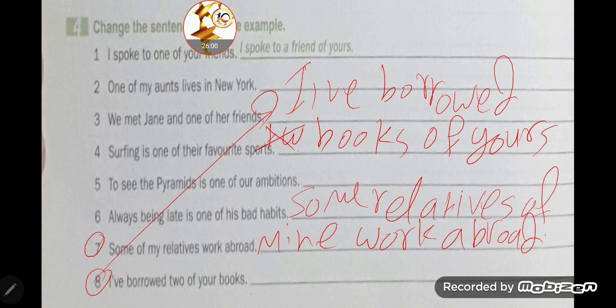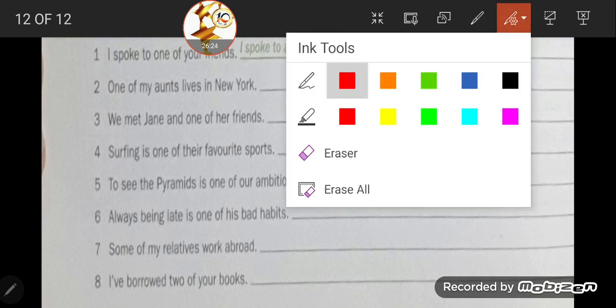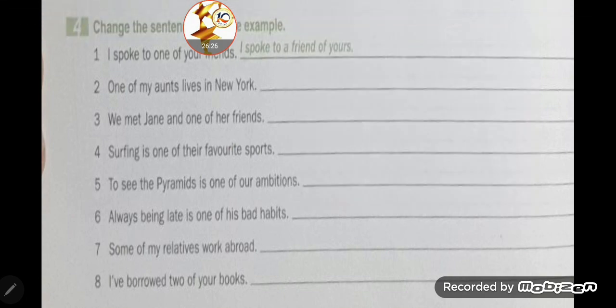هون ما حكالي one of my relatives ولكن هون حكالي my relatives، فبتصير some relatives of mine work abroad. وهون طبعا بما انه اذا كان العدد اكتر فبدي احط الناون plural، بدون لا ولا ان، وبدي استخدم إيش ورا؟ بدي استخدم الاوف والpossessive pronoun. فصارت I've borrowed books of yours. تمام، بهيك طبعا احنا بنكون انهينا حل الاكسرسايزز الموجودة ببيج 76.